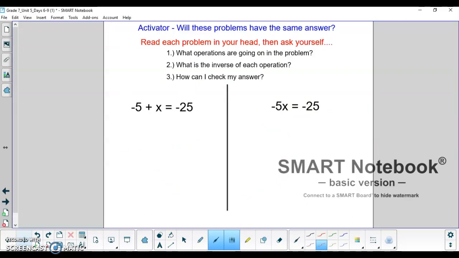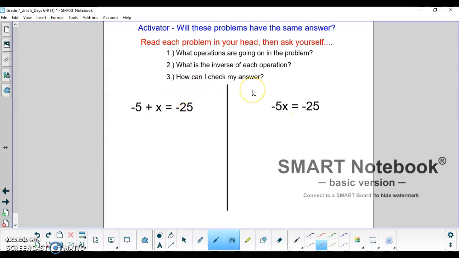So to start off today, all I want you to do is take about 30 seconds or so and read these two problems in your head. I want you to say the operation. So don't say negative 5x over here. Think about what the relationship between negative 5 and x is. Is it being multiplied? Is it being subtracted? Is it being added? Is it being divided?